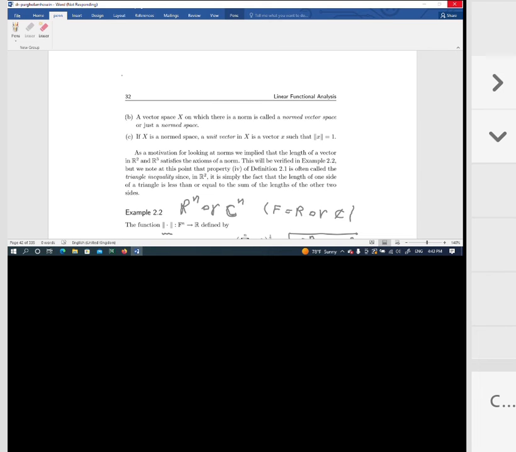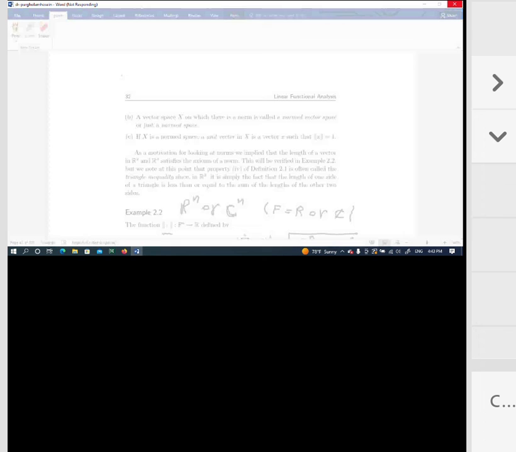So B, as we said, a vector space X with a norm is called a normed vector space, or simply a normed space. C, if X is a normed space, a unit vector in X is a vector with norm 1. If there is a vector with norm 1, we call that vector a unit vector.